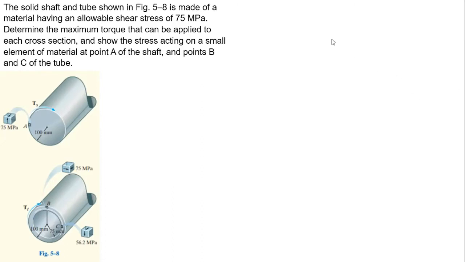So given sa atin dito, syempre given required tayo. So ang given lang na data natin dito is yung tau allowable. So given tayo ng allowable shear stress na 75 megapascal. So ano yung required sa atin? Yung required sa atin is yung torsion at A and torsion natin at B. So di ba sabi nga kapag hollow tube, ang pinag-aanohan natin is yung torsion ng outer radius natin.